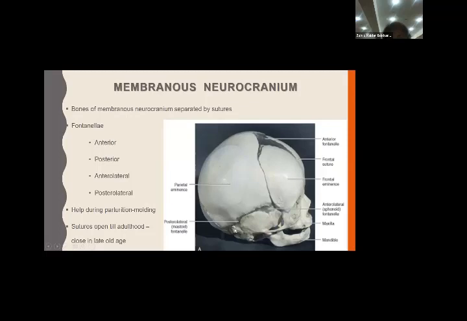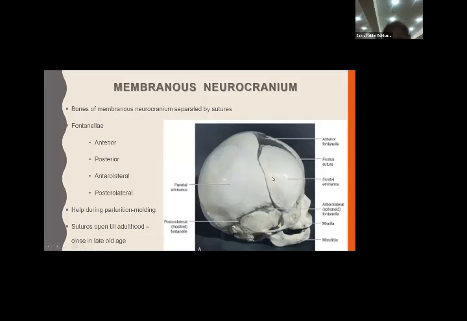But this anterior fontanelle is the most important. Now these fontanelles and the sutures, the fact that these bones are very soft. The sutures have not met. They have not fused with each other. They are held together by membranes.